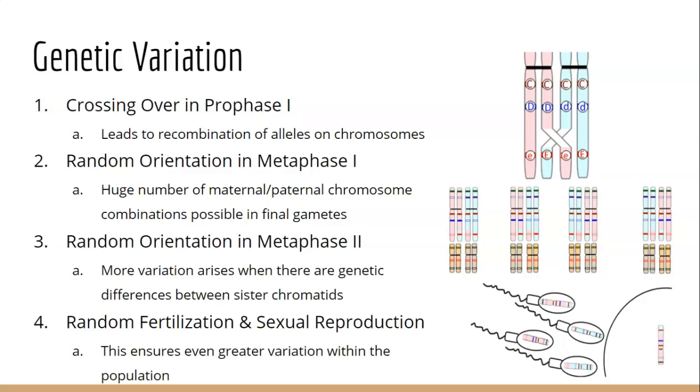So there are 3 genetic variation causes in meiosis: crossing over in prophase 1, and then random orientation in metaphase 1 and 2. We've talked about those 3 already. The last one is random fertilization and sexual reproduction. This is the idea of 2 different people coming together and reproducing. So getting gametes from a mom and a dad that are 2 different people leads to genetic variation as well.